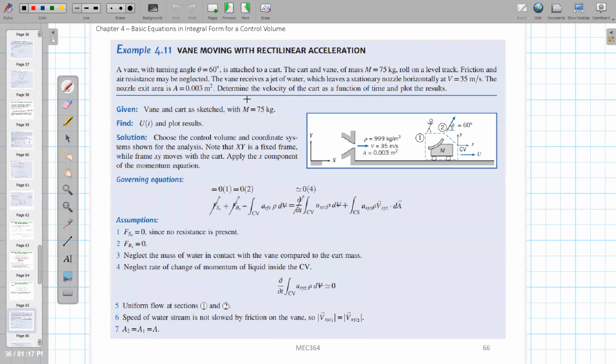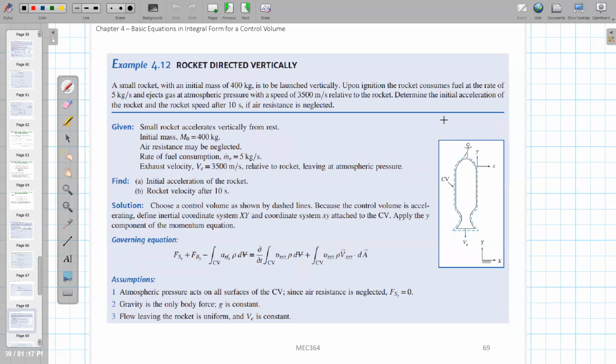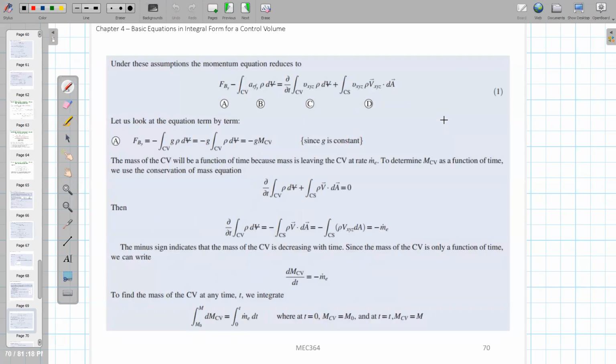We will have another example problem for this one. It's a similar problem as before, but now this wing is not moving with constant velocity. It can move with arbitrary acceleration. I will go through this example problem on Friday.